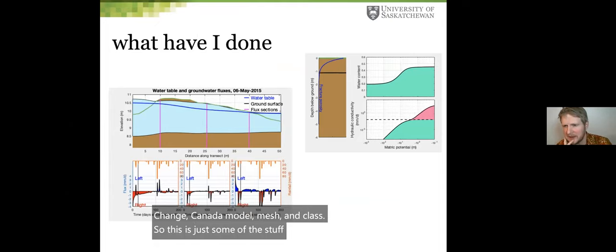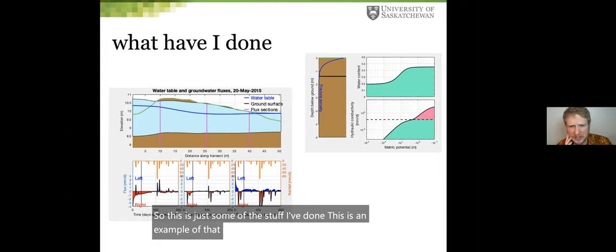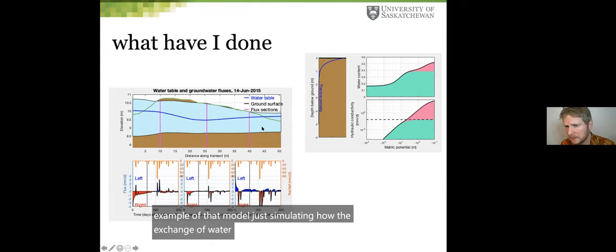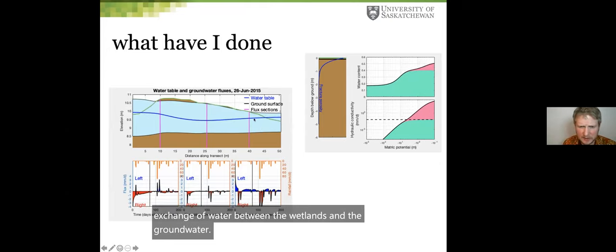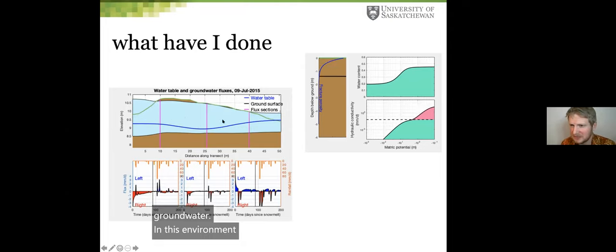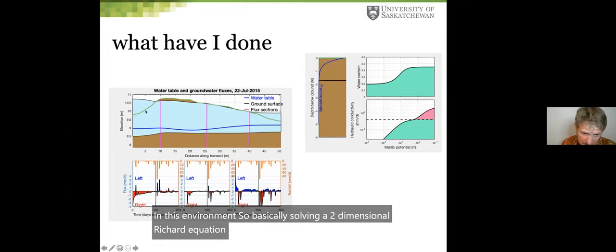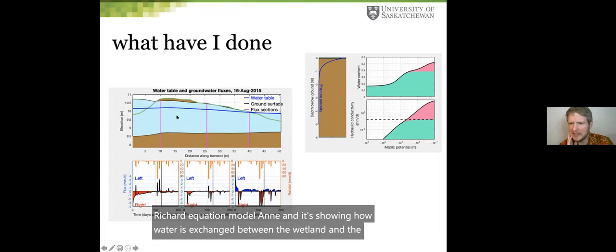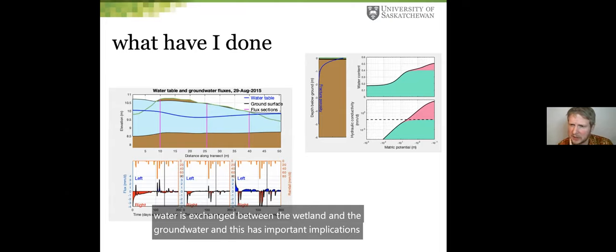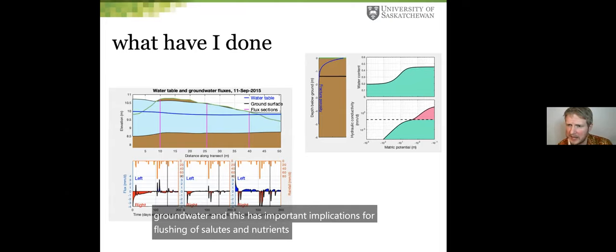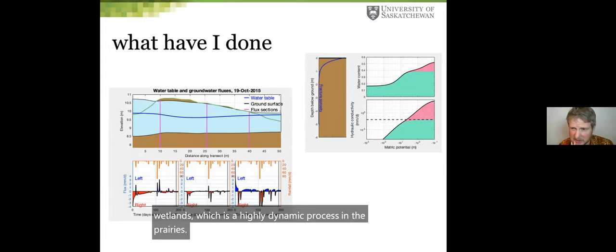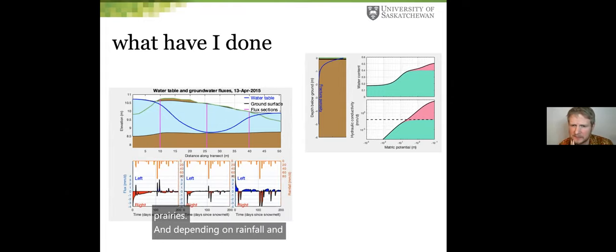This is an example of that model, just simulating how the exchange of water between the wetlands and the groundwater occurs in this environment. So I'm basically solving a two-dimensional Richards' equation model, and it's showing how water is exchanged between the wetland and the groundwater. And this has important implications for the flushing of solutes and nutrients from the soils into the wetlands, which is a highly dynamic process in the prairies, depending on rainfall and snowmelt conditions.